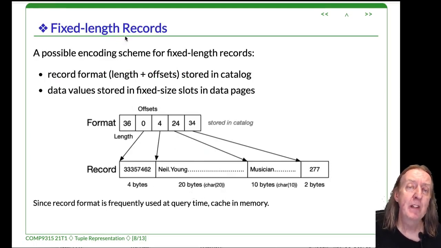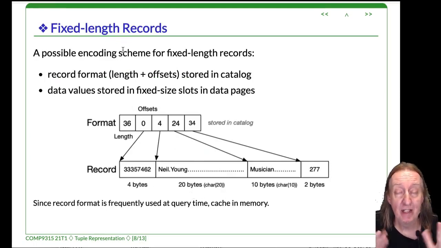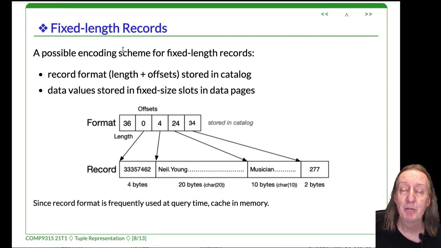Alright, so if we've got fixed length records, now what we're talking about is how do we actually implement things like get int field. To do that, we need to know information like this. The format of the records, here we're talking about fixed length records. So every record has exactly the same structure, exactly the same size.